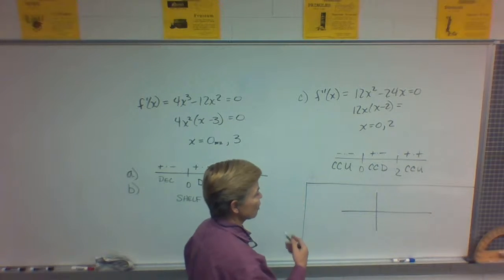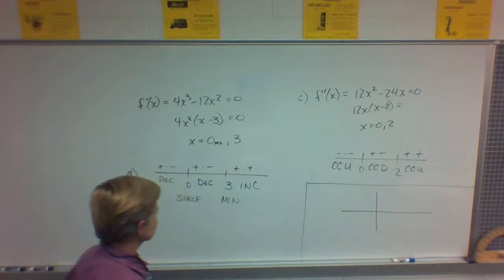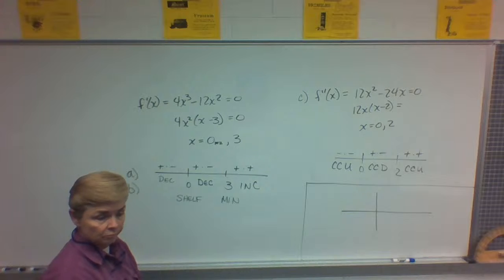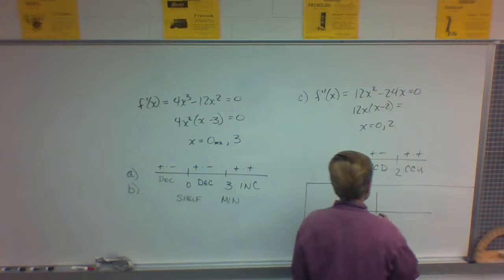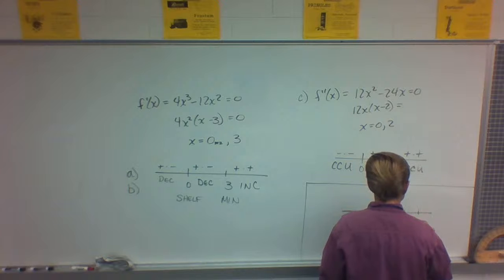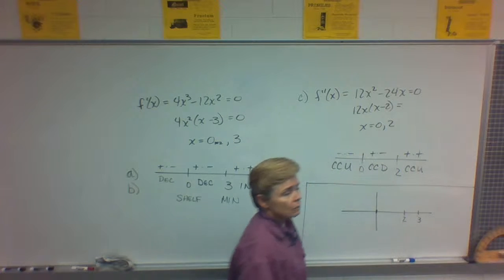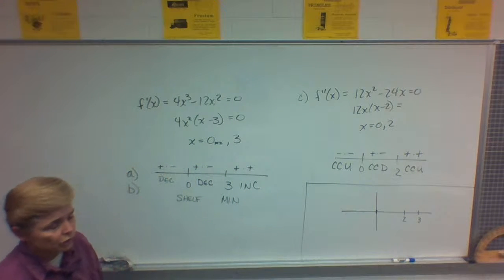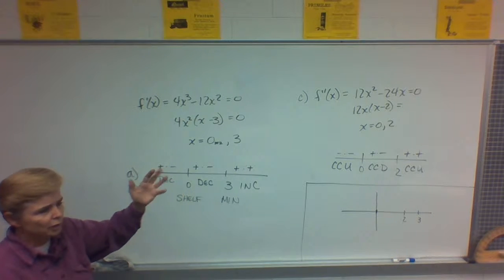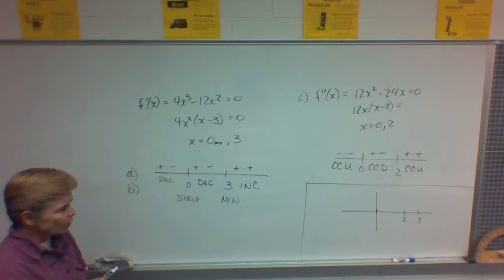What would you like to put on the x-axis? I would like to put those numbers: 0, 2, and 3. We got 0 here, 2, and 3. We need to sketch the original graph. We can't do it vertically properly because we don't know what the C value is. What are we going to have to do?